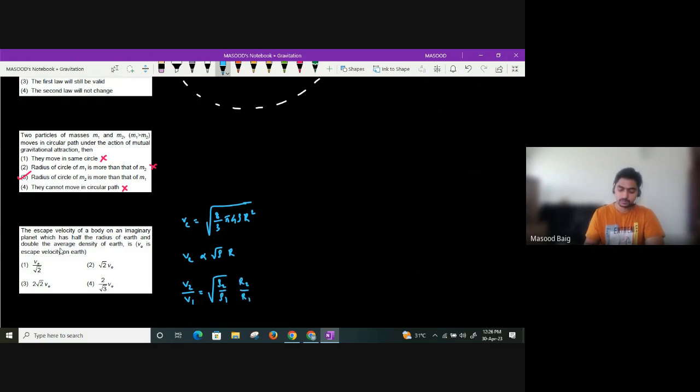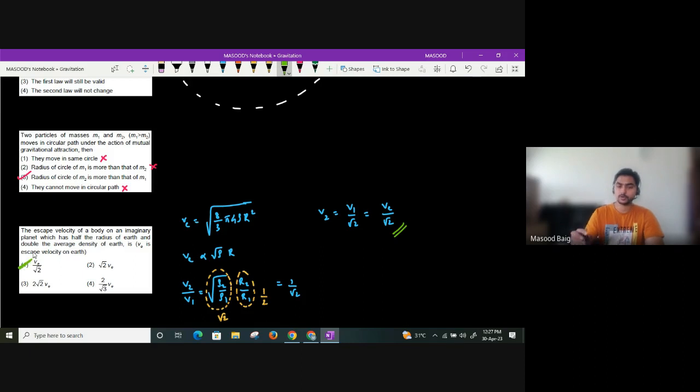Half the radius they are saying. So this term will become how much? This term will become 1 by 2. Density is given as double again. So this term totally will become root 2, guys. Root 2 by 2 will be anyhow 1 by root 2. So overall I'll get this as 1 by root 2. So our v2 value will be v1 divided by root 2, which is escape speed from the surface of the earth divided by root 2, guys.